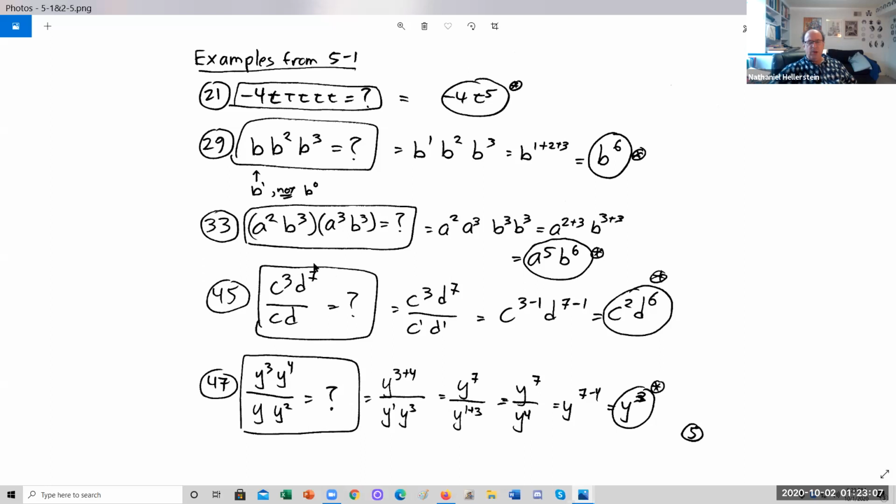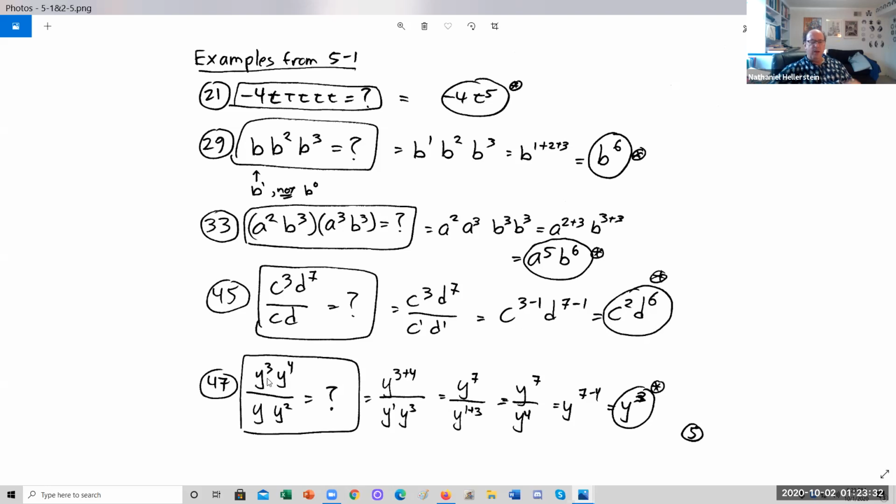Here we have a ratio, c to the 3rd, d to the 7th over cd. Now, once again, we have to be careful here. There's nothing in these powers, but that means first power. c to the 3rd over c to the 1st, d to the 7th over d to the 1st. So we subtract, c to the 3 minus 1, d to the 7 minus 1. That's c to the 2nd, d to the 6th.